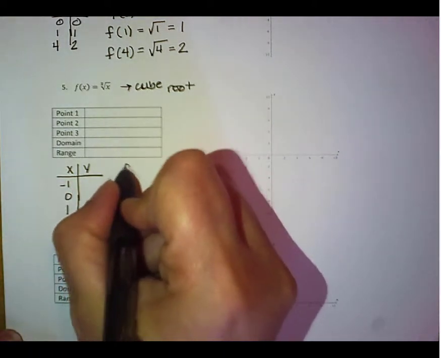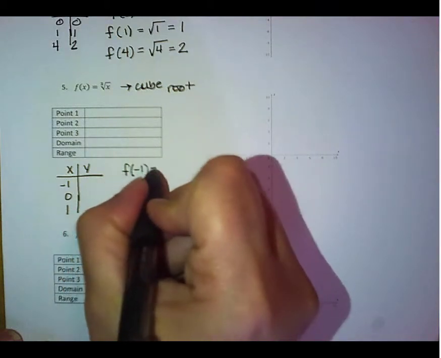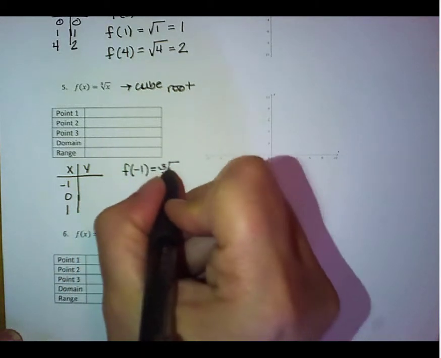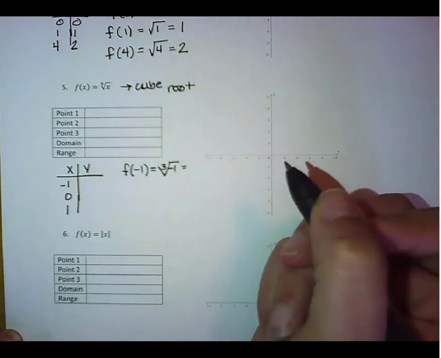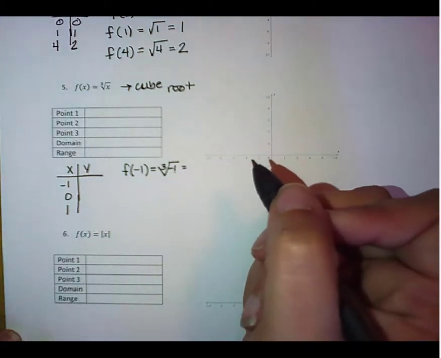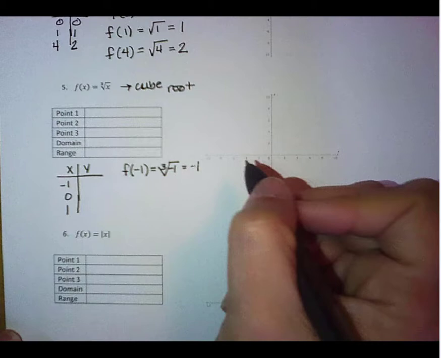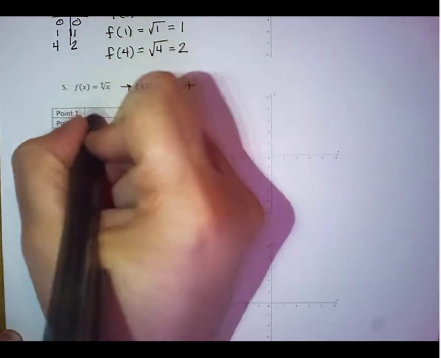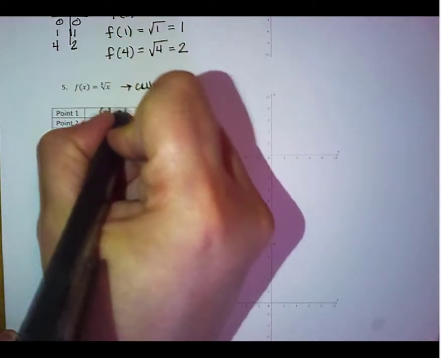So just plugging that in, we have f at -1. That is the cube root of -1. Again, negatives underneath our cube root is perfectly fine. That just means it's going to end up being -1. So there's our first point, -1, comma, -1.